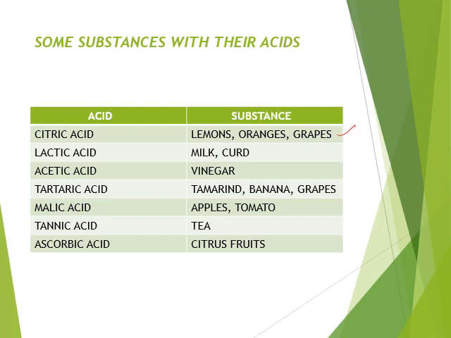Then lactic acid, it is present in milk and curd. Acetic acid, it is found in vinegar. Tartaric acid, it is present in tamarind, banana, grapes. Malic acid is found in apples, tomato. Tannic acid in tea. Ascorbic acid in all the citrus fruits.